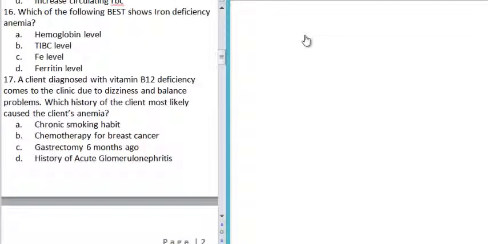Which among the following best shows iron deficiency anemia? The answer here, if they're asking about the best indicator of iron deficiency anemia, would be D, ferritin. Ferritin is the stored iron. Therefore, if your stored iron is decreasing, that means you have a deficiency in iron. That's why you're using the stored iron already. D is the answer. Next.